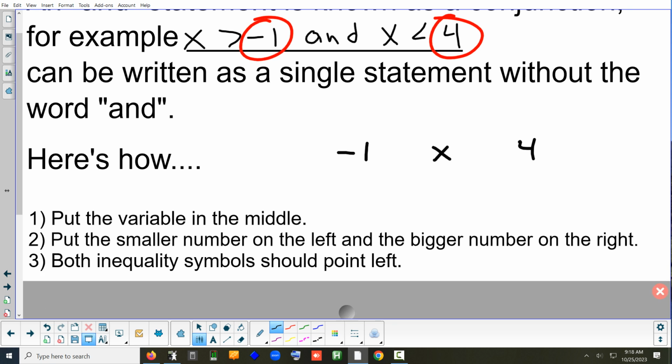And now the last step is both inequality symbols should point towards the left, the smaller number. Whether or not you put a line under them, you have to look at the original problem. Did the symbol with the -1 have a line under it? No. Did the symbol with the 4 have a line under it? No. So we're not going to put any lines under our symbols. We just make sure that they both point to the left, just like this.